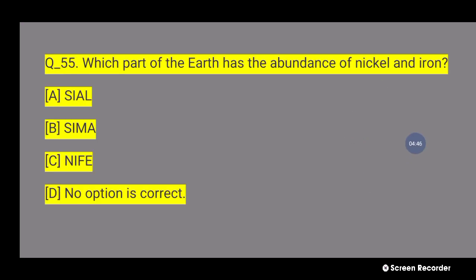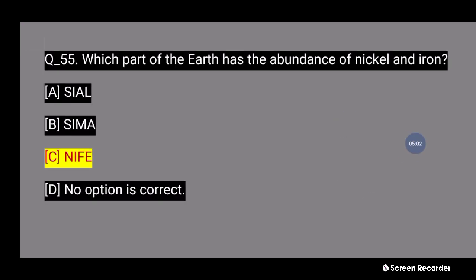55 number question কি বলছে, which part of the earth has the abundance of nickel and iron? এই চারটি অপশনের মধ্যে কোনটি হবে? Number C, NIF, which is the part of the earth with abundance of nickel and iron.